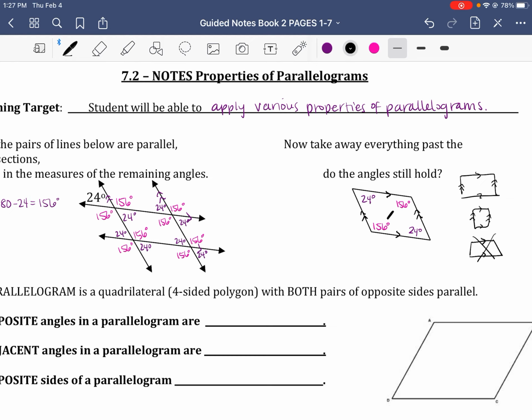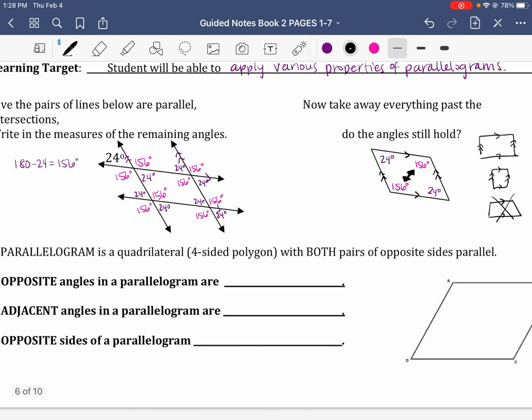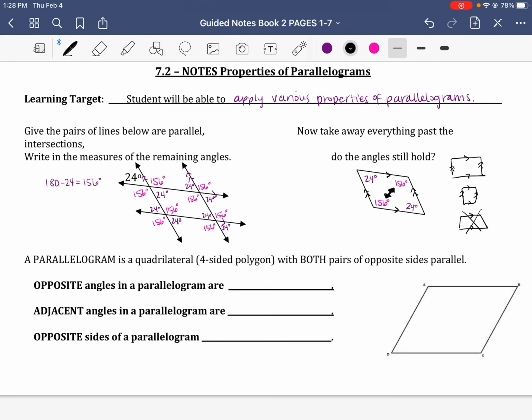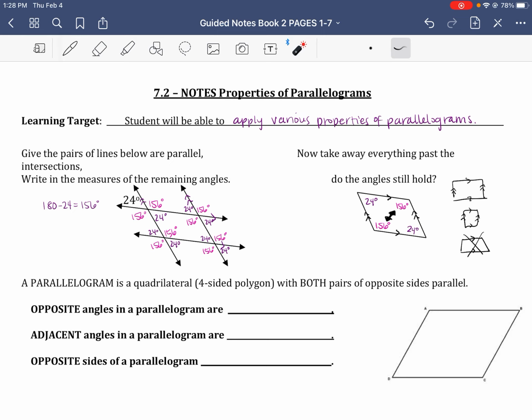So notice, if you look inside our parallelogram, the opposite angles are always the same, or congruent. In geometry, we say congruent. So down here with our properties, that's what I'm going to write in here. It says opposite angles in a parallelogram are, and we're going to say are equal. I'm going to write that word because sometimes that helps you to think. They're equal, or in other words, in geometry terms, they are congruent.